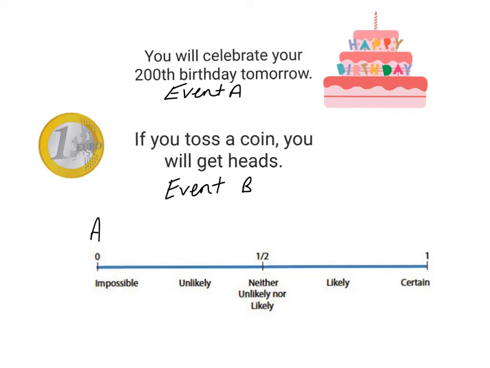Now the next event is Event B, and that's if you toss a coin, you will get heads. Well, if we look at the outcomes for Event B, it's heads or tails. So you have a 1 in 2 chance. So what we say there is you have a 50-50 chance of tossing a coin and getting heads.